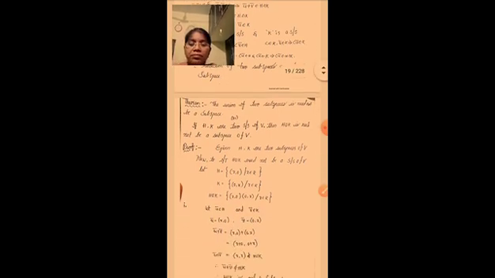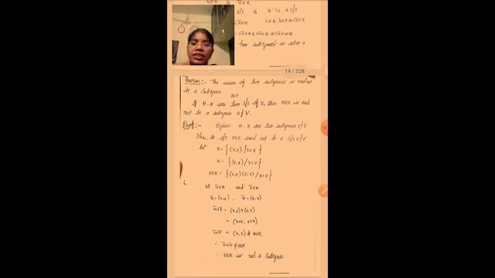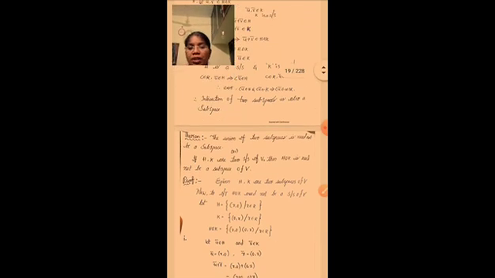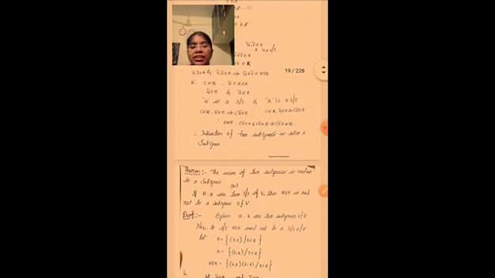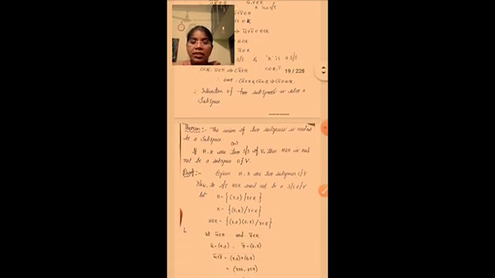Next, the union of two subspaces need not be a subspace. If H, K are two subspaces of V, then H union K need not be a subspace of V. So in the above theorem, the intersection of two subspaces is also a subspace, but here the union of two subspaces need not be a subspace of V.